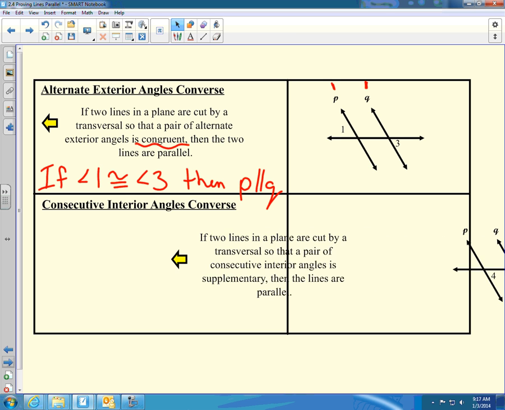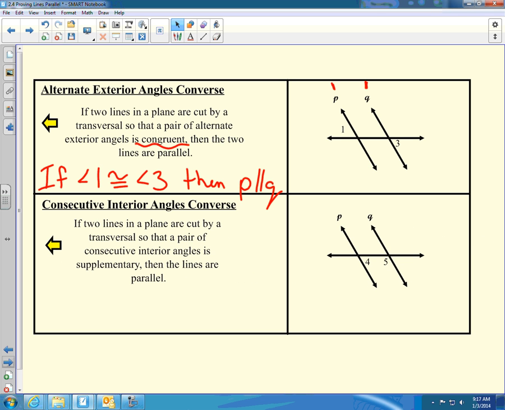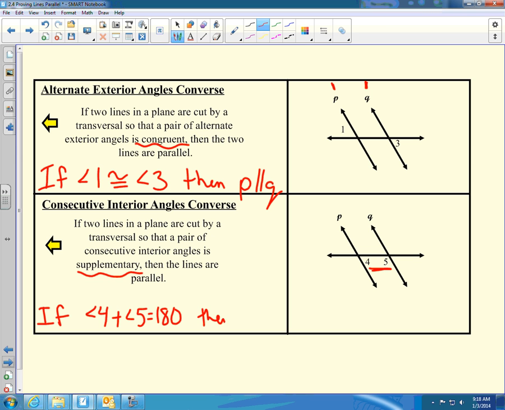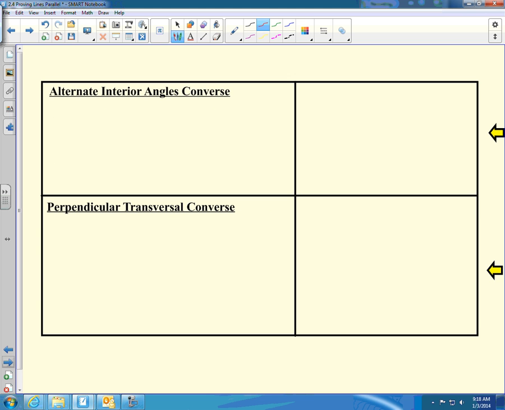So let's look at our consecutive interior angles. If we have a pair of consecutive interior angles that is supplementary, then the lines are parallel. Remember that if they're consecutive, so one comes right after another, and they're inside our two lines, those need to be supplementary. So if angle 4 plus angle 5 equals 180, then we can say the two lines, P and Q, are parallel. All right, two more.